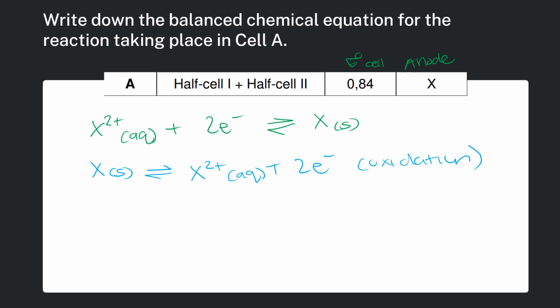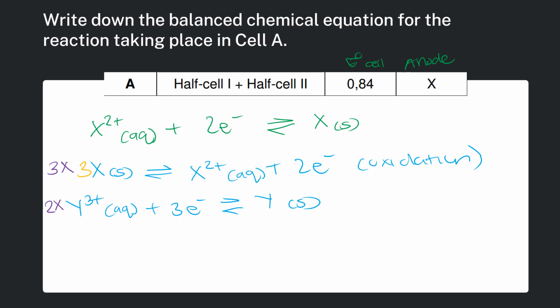And half cell 2, which will stay the same, is Y3+ aqueous plus 3 electrons, and it gives us Y solid. But they want the balanced chemical equation, so we're looking for the net ionic equation. To get this, our electrons need to be balanced. Here we have 2 electrons, here we have 6. So to get an electron balance, we're going to multiply this side by 3, and here by 2.